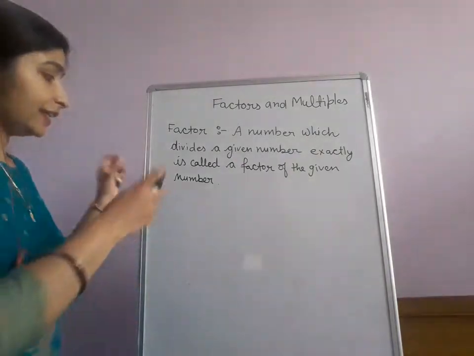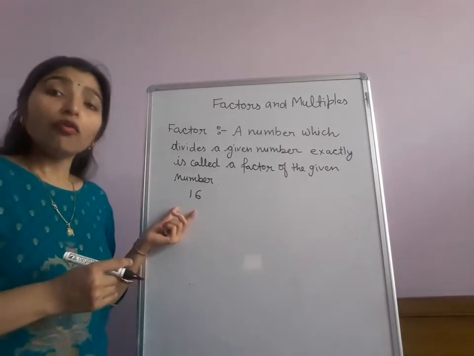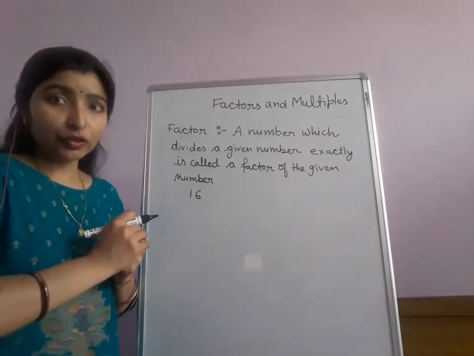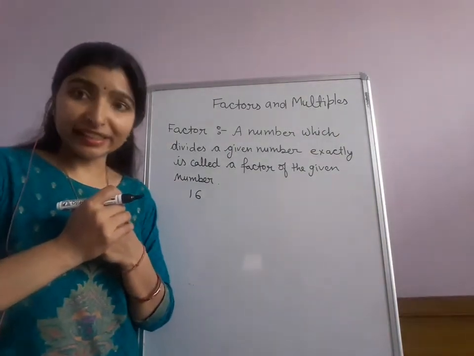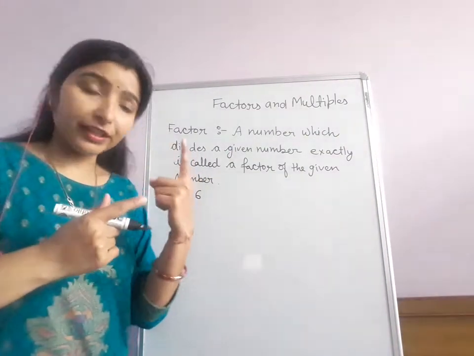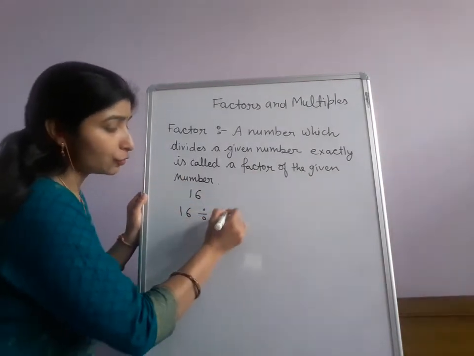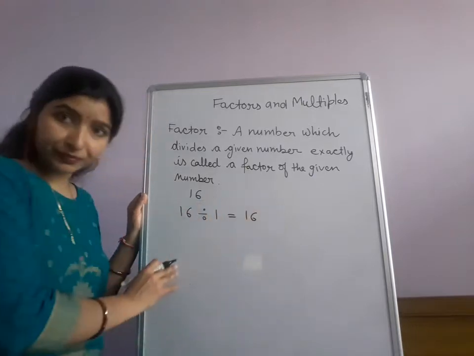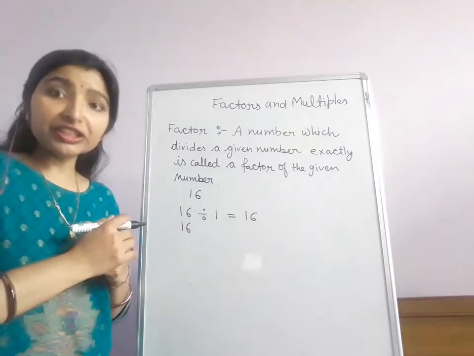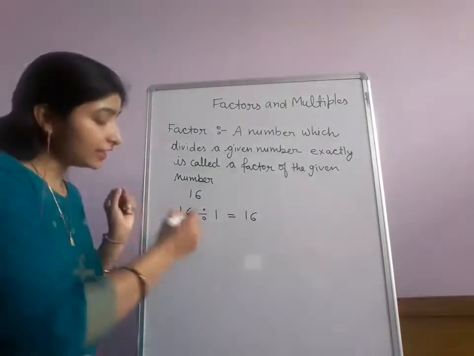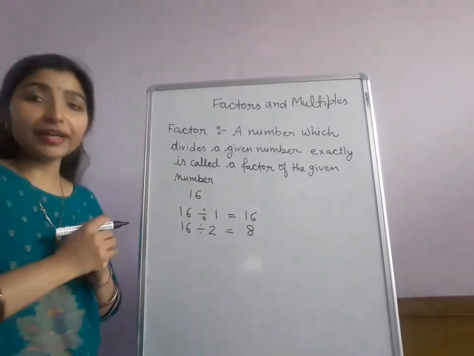Okay, let's say take 16. Now, what are the factors of 16? So, you have to check which number can divide 16. So, we will start with 1. 16 is divisible by 1. So, what we will get? 16. Now, 16 is an even number. So, 16 will come in the 2 table also. So, 16 is divisible by 2 also. So, what will come? 8.